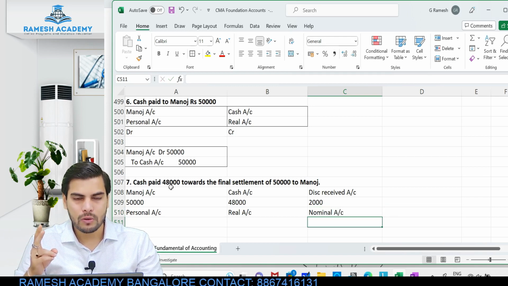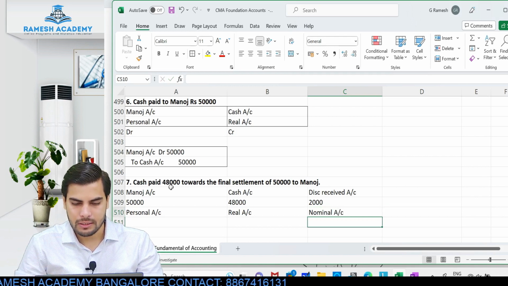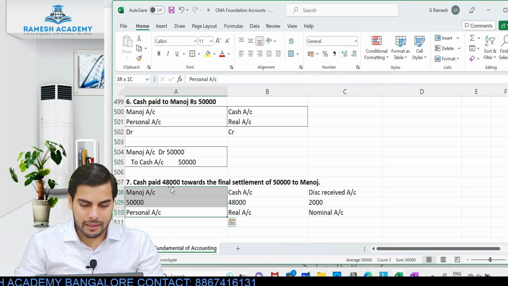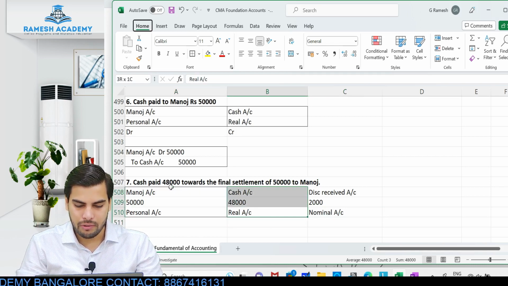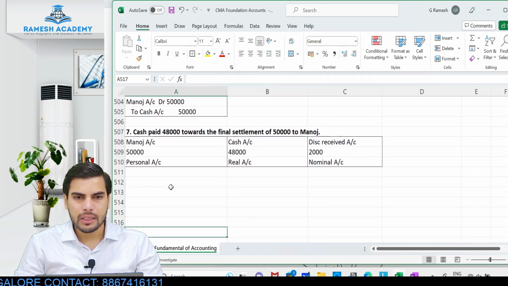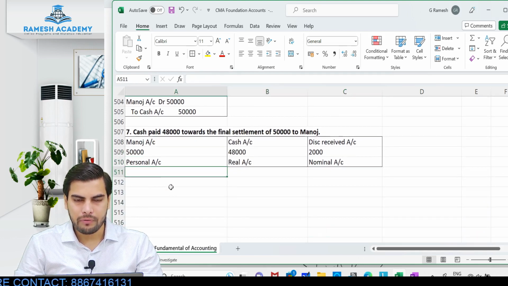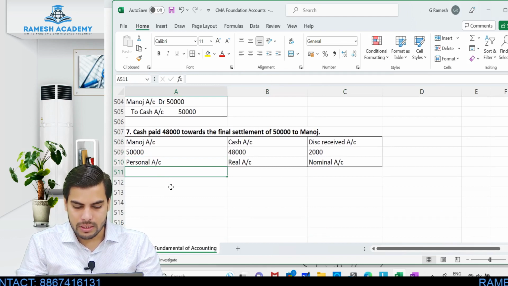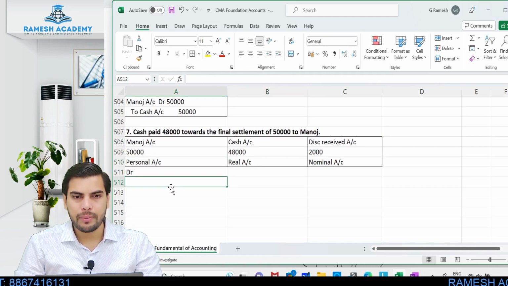It means this 2,000 rupees will be gain or income for us. Okay. So let us just apply the respective rule and arrive at the journal entry. So what would be the rule of personal account? Debit the receiver of benefit, credit the giver of benefit. So in this case, Manoj is receiving the benefit, therefore we will be debiting his account.